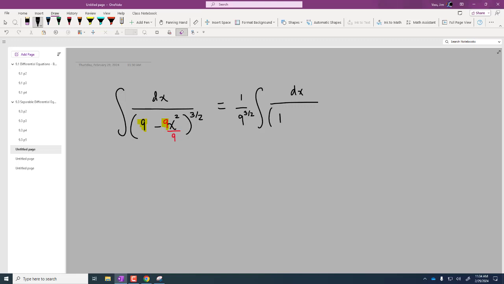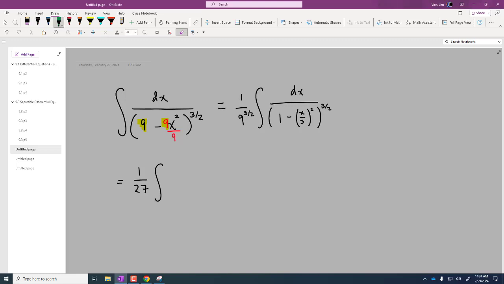So then we're left with 1 minus, and we want this to be a square, so what is that? X over 3 squared? And then that's the 3 halves. Right, so whatever we pull out, the power has to come along with it, whether it's a square root or fourth power, whatever the power is. So we can simplify that front number to 1/27. We usually take the root of the denominator first, so square root of 9 is 3, and then 3 cubed is 27.